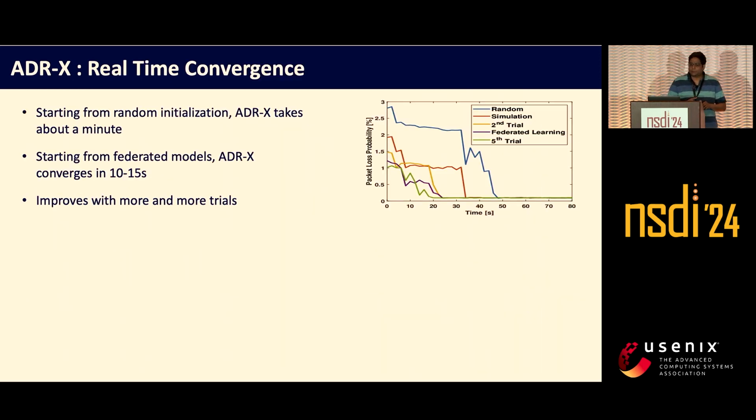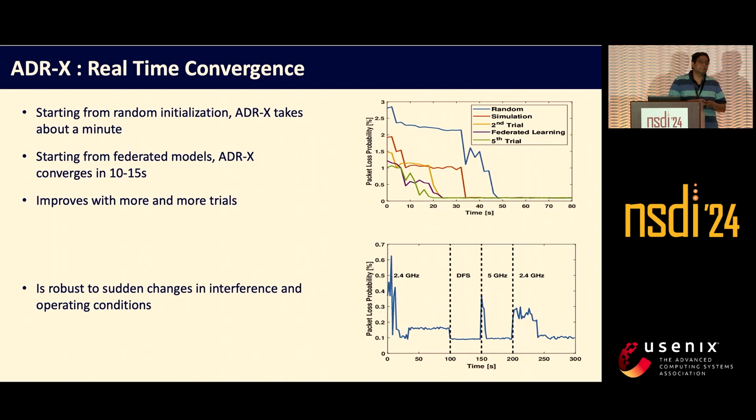Now, how well does it converge? There are many results in the paper, but I've picked 2 of them to just demonstrate. So here, if you start from scratch, if the weights of the neural net are completely initialized randomly, it takes about 40 seconds, right? It takes a long time. But you can do federated learning. So you can actually learn offline and start from a good point, and then the gamer can start. In that case, it comes down to about 10 to 15 points, and it will reach below 0.5%, right? And as you do more and more trials, as the player keeps playing, it improves with more trials.